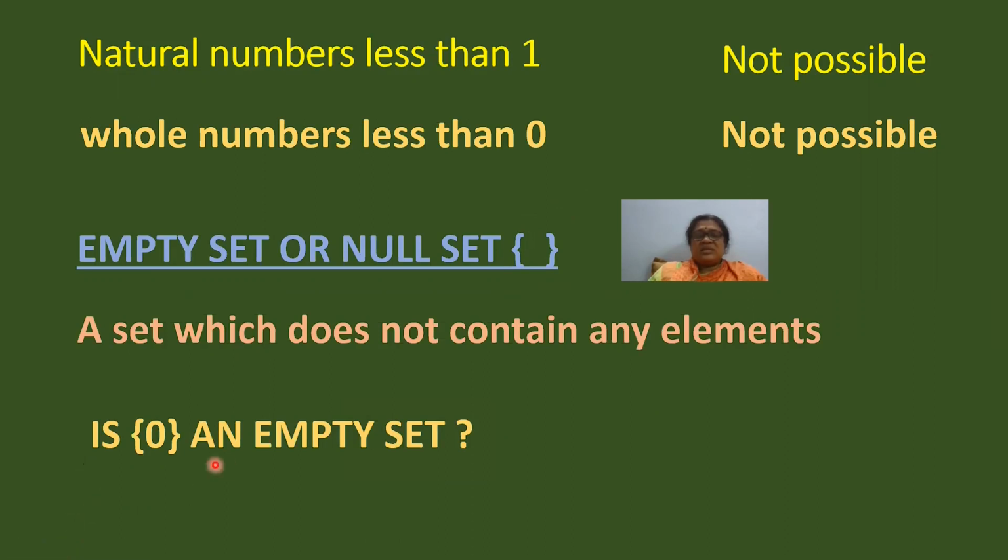Is this an empty set? Think, children. Is this an empty set? No. Why? 0. Of course, 0 represents nothing. But 0 is one of the elements. So at least one element is there inside the flower bracket, and you can say that this is a singleton set. And you cannot say that this is an empty set.